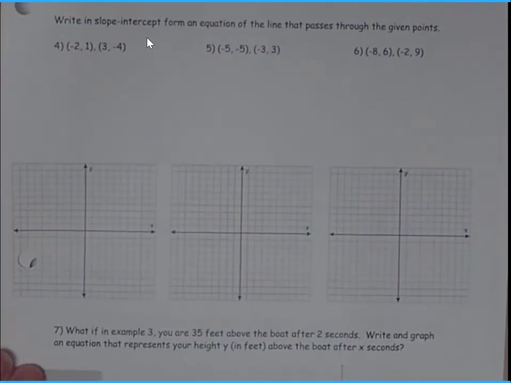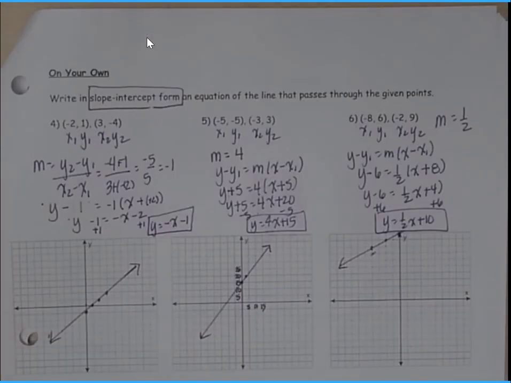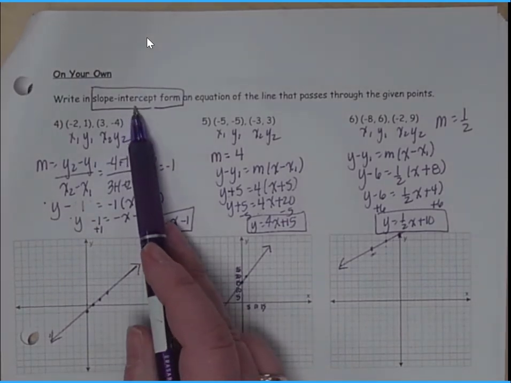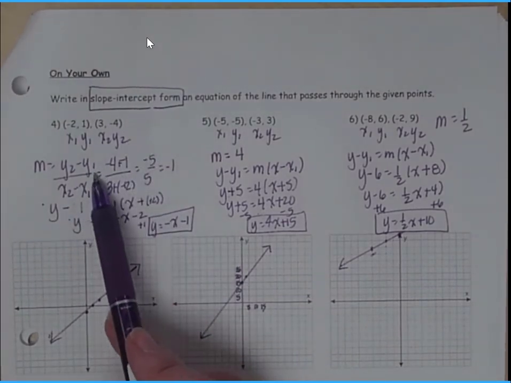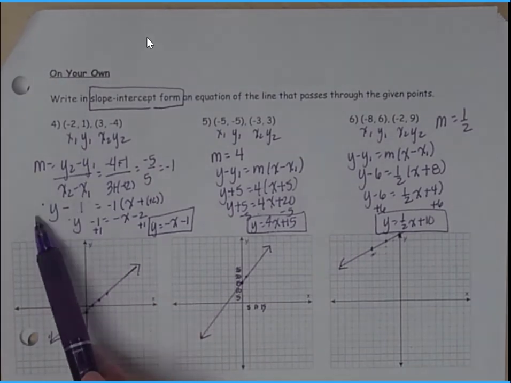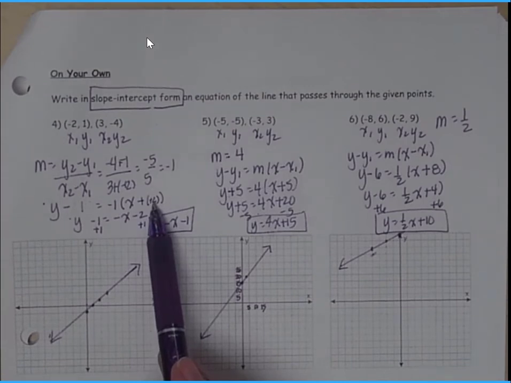Great job. All right, let's go ahead and do on your own 4, 5, 6, and 7. All right, let's take a look here. So for on your own, remember it says write in slope-intercept form. So you need to define slope, change in y over change in x.